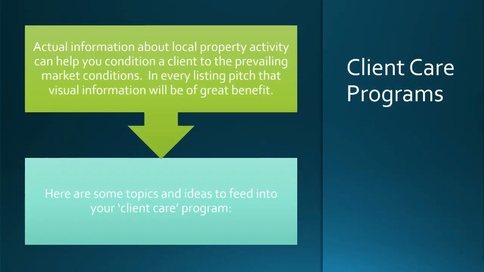Going a bit further. Actual information about local property activity can help you condition a client to the prevailing market conditions. In every listing pitch, that visual information will be a great benefit. So all of that information can be collated for use in every listing pitch. When a client can see something on a graph, it's provable. And that's how your listing pitches get easier.